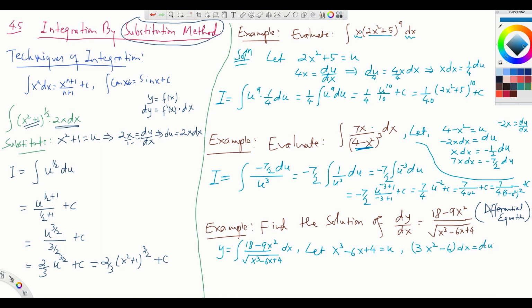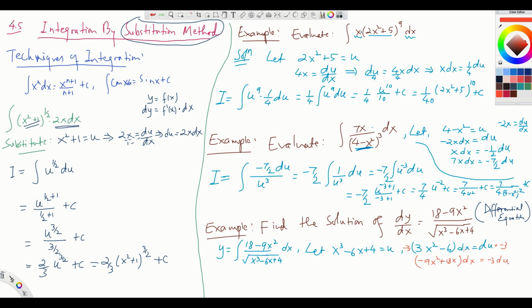I find the differential of u, right? So du is the derivative of that times dx. Now what do I need here? I need 18 minus 9x squared, but what I got here is 3x squared minus 6. What should I do here to get 18 minus 9x squared? So I need to multiply both sides by what? I need to multiply both sides by negative 3, right? If I do that, what I get is negative 9x squared plus 18, times dx, will be negative 3 du.